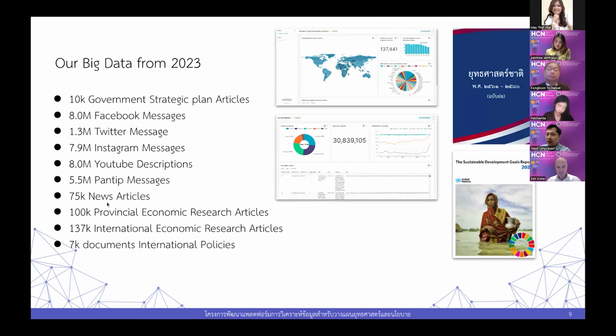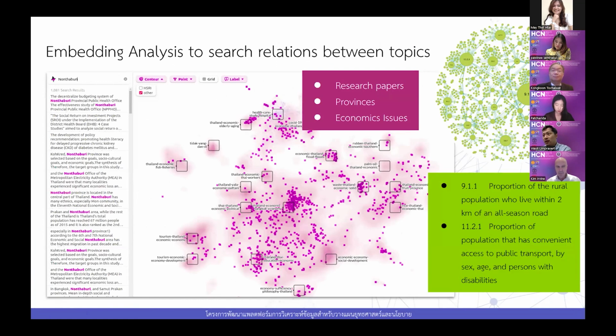And also we have international news articles and local Thai articles. We have research papers from the province level in Thailand, and also articles from international economics. And we also have policies such as the SDGs and COP 28, COP 29, something like that. So we can gather that information into a graph. What we did is we try to embed, or change the meaning of the text into a location on the map.